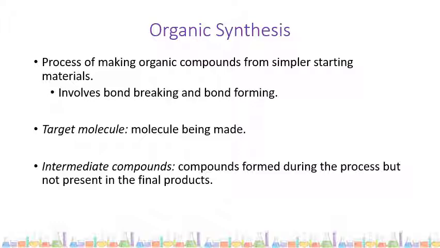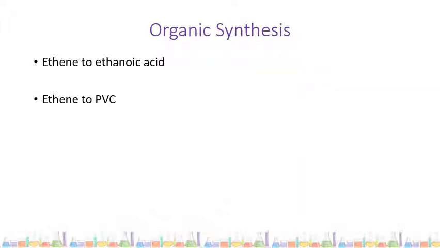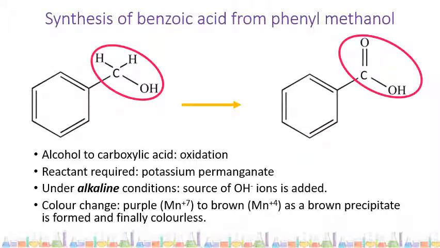Another key word is intermediate compounds. We've seen these before. These are compounds that are formed during the process or during the experiment, but they're not present in the final products. We've previously discussed the conversion of ethene to ethanoic acid and ethene to PVC. Next example, and it's actually part of the next mandatory experiment, is the synthesis of benzoic acid from phenylmethanol.